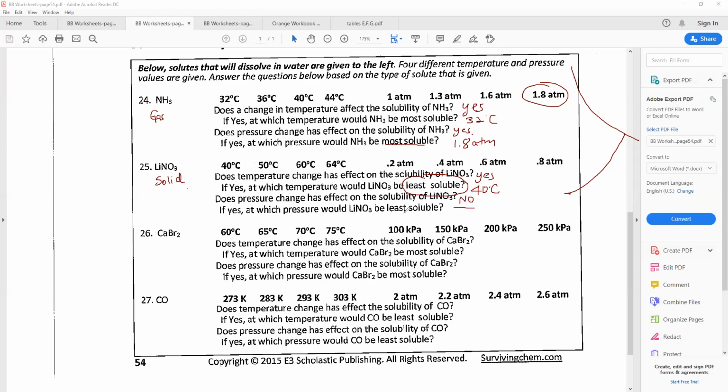At which pressure would be least soluble? No effect. It doesn't affect. It's going to be the same at any pressure. CaBr, it's an ionic compound. Ionic compounds are solids. Sorry. This is ionic. And this is molecular, and it's a gas. It's ammonia. Okay. If it's a solid, does the temperature affect it?